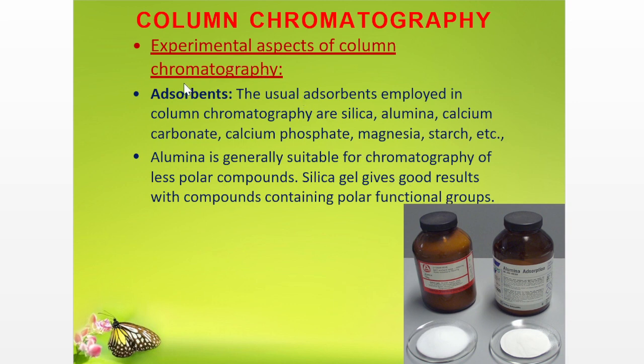Experimental aspects of column chromatography. Adsorbent. The usual adsorbents employed in column chromatography are silica, alumina, calcium carbonate, calcium phosphate, magnesia, starch, etc. This is the adsorbent which is used in column chromatography. Alumina is generally suitable for chromatography of less polar compounds. Silica gel gives good results with compounds containing polar functional groups. Alumina is used for compounds which are less polar, and silica gel gives the best results for compounds which contain polar functional groups.